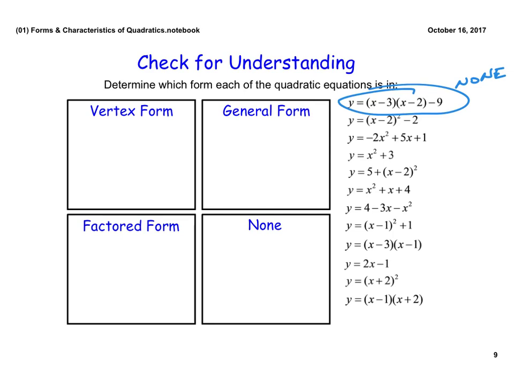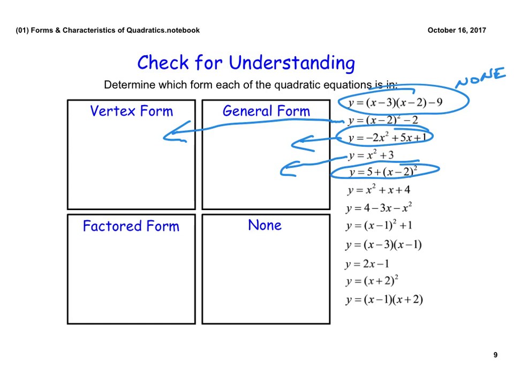Okay, here's where each one goes. This one is vertex form. This one, general form. This one may look strange, but it's general form. It's definitely not factored, it doesn't have two parentheses. What if it's got one parenthesis? That's usually vertex form. What if it's multiplied all the way out? Generally, that's general form.